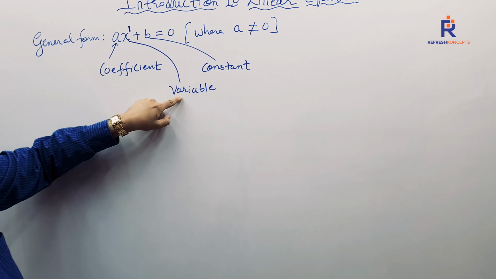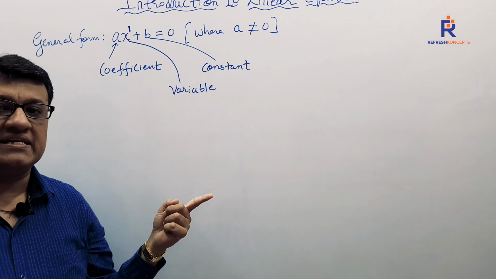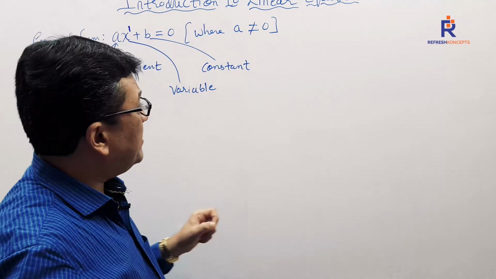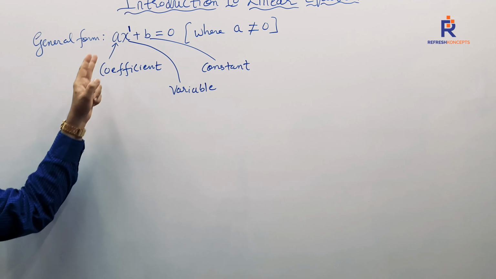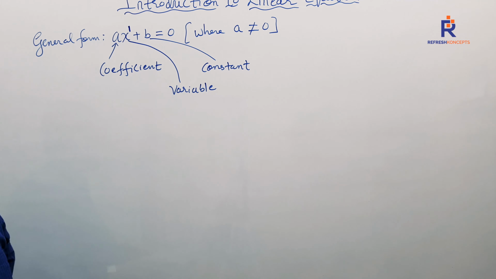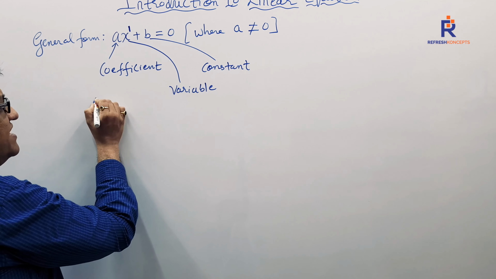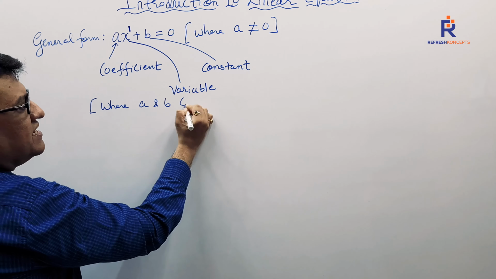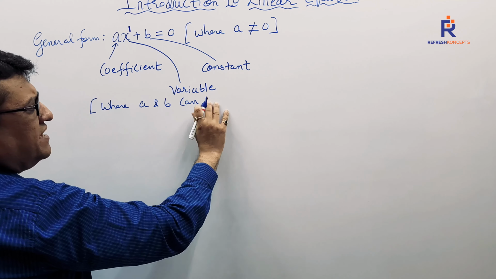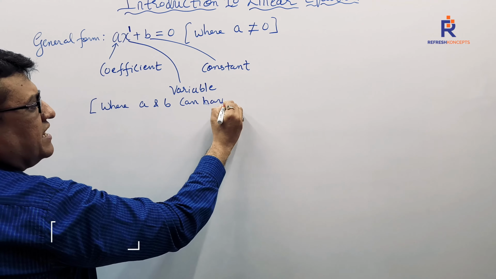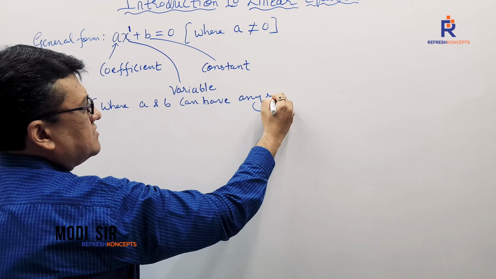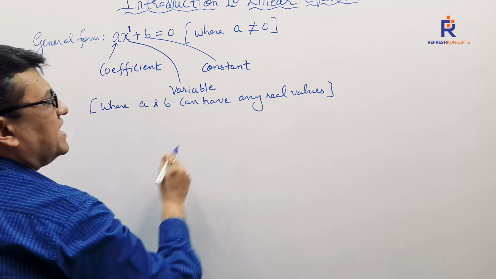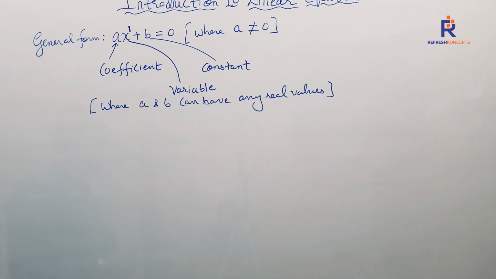And we have only one variable, and that's the reason I keep saying this is a linear equation in one variable. Now many students must be wondering what values a and b can have. A and b can have any real values, that means any real numbers.